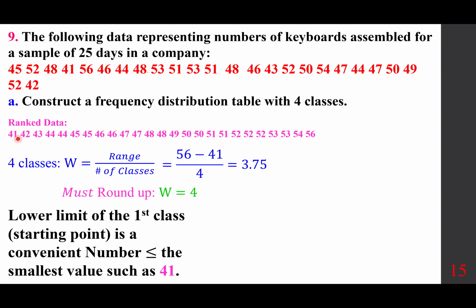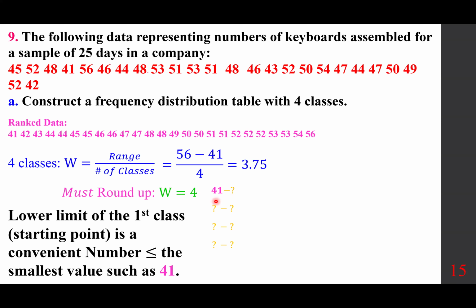You can go with 41 or a number less than that, which would be a convenient number, 40. The thing is, when you use the width 4, make sure the smallest number, when you're done with your frequency distribution table, is included. And I notice if I do 40, it won't be, but you can give it a shot. If you use 40, see what happens. I highly recommend you do that.